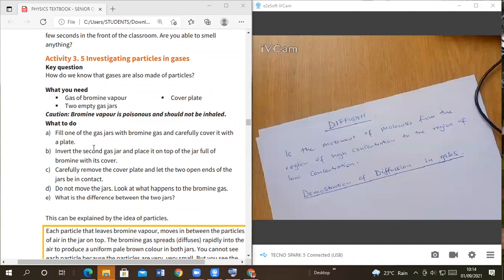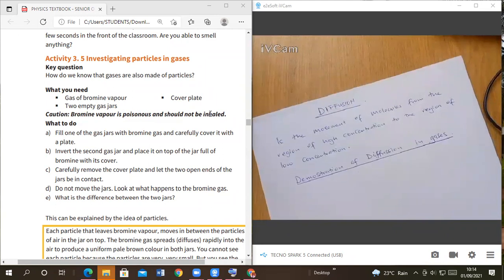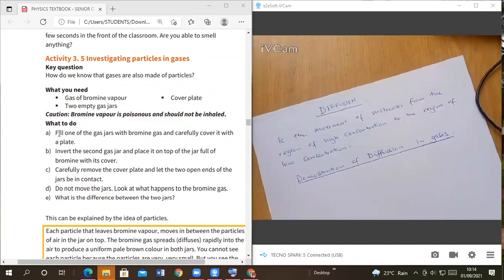Now, members, I'm going to show you this experiment. But before I show you this experiment, let us first read through. It says that bromine vapor is poisonous and should not be inhaled. In our lab, I think we don't have bromine vapor, but where it is used, it is handled in a careful way so that we don't inhale it because it is very poisonous. Now, what they are saying is that the first thing you have to do is fill one of the glass jars with bromine gas and carefully cover it with the plate.